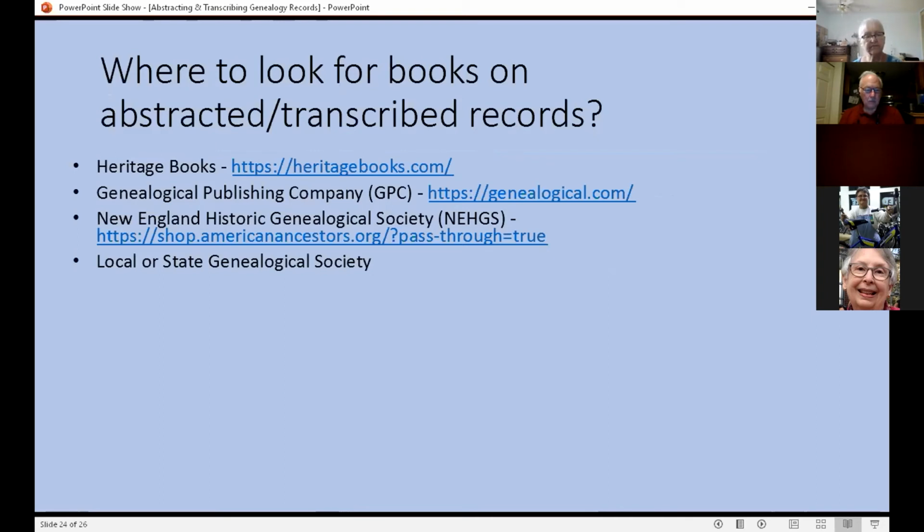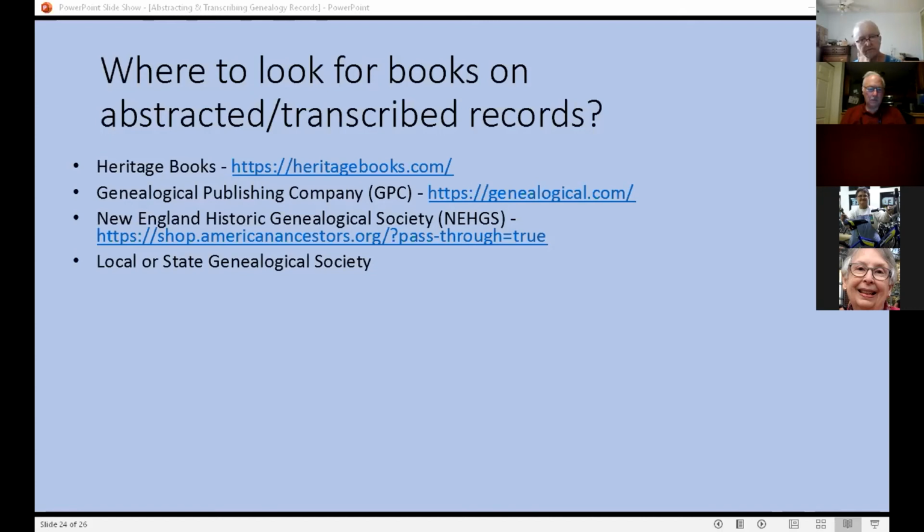Next, where to look for books on abstracted and transcribed records. What I mean by this is, look to see if there are any records abstracted or transcribed for an area that you're doing research in. For example, are there records on wills in Berks County, Pennsylvania, or Arlington, Virginia, or Savannah, Georgia, or wherever you're doing research?